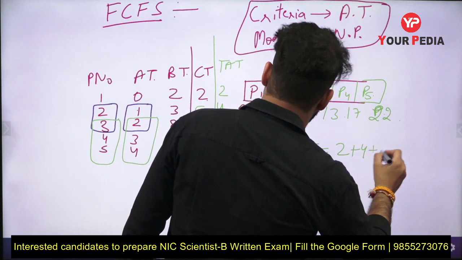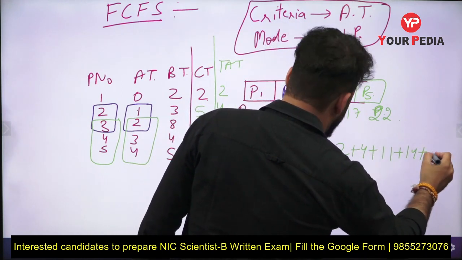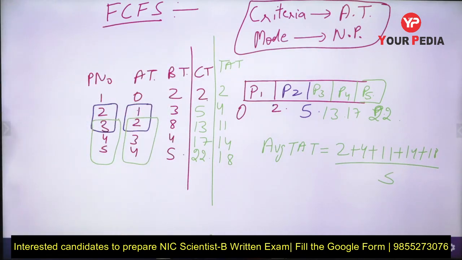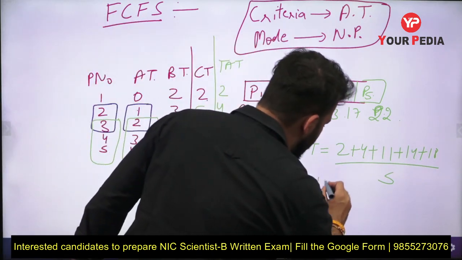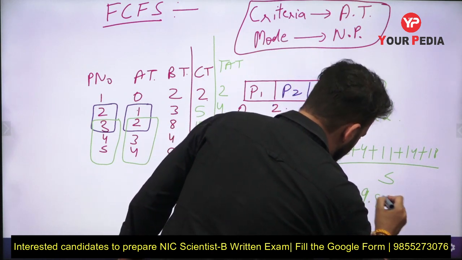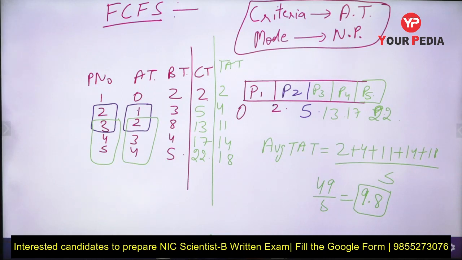2 plus 4 plus 11 plus 14 plus 18 divided by total number of jobs, which is equal to 5. So 49 divided by 5 is nothing but 9.8, the average turnaround time for our system.